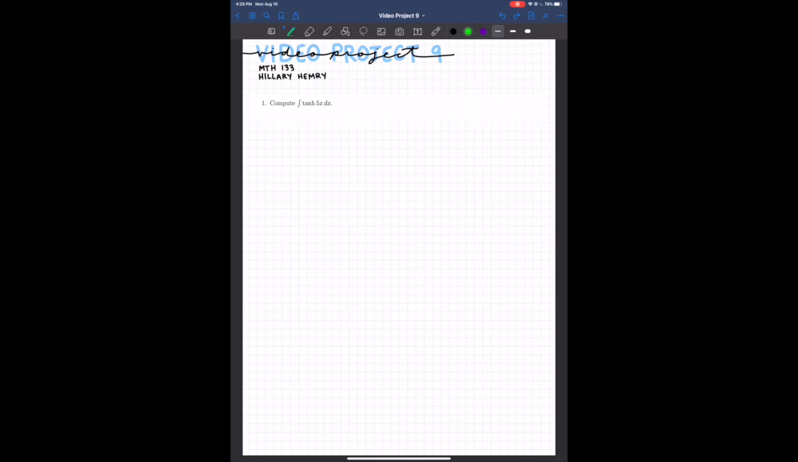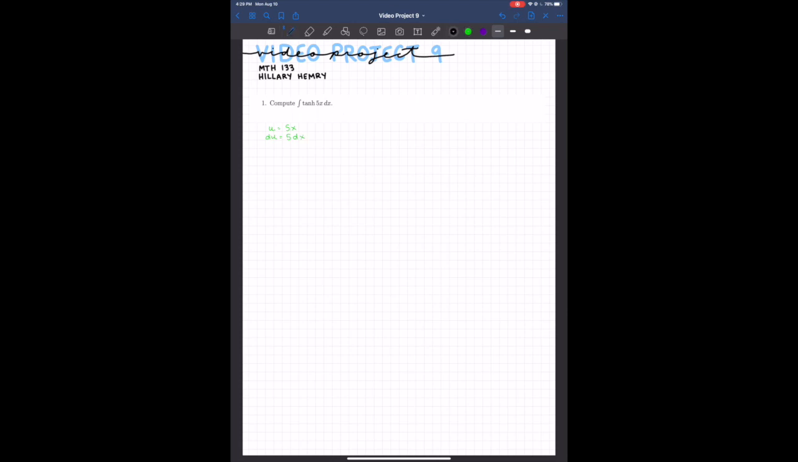Today we're going to start by computing the integral of tanh 5x. So our first step is going to be u substitution. We're going to substitute u equals 5x, and that will make our du equal to 5 dx.